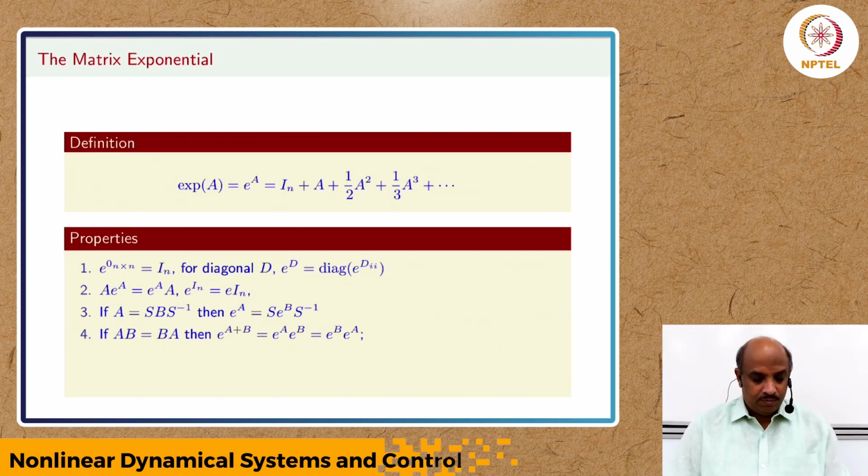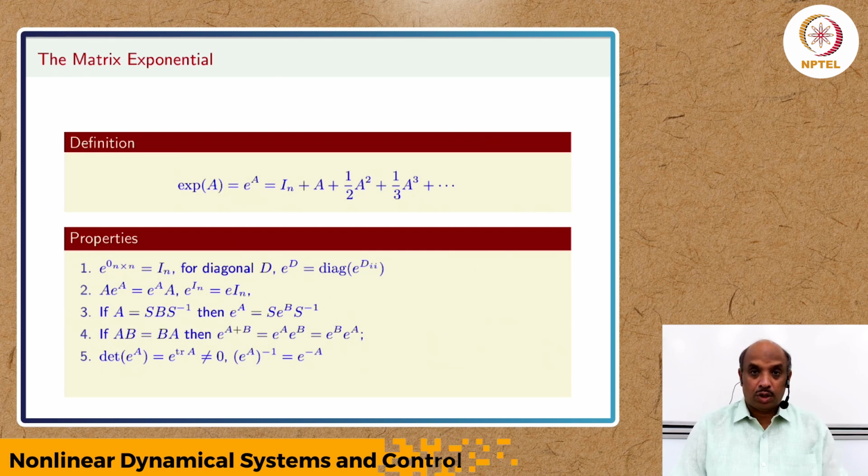So if A and B commute, then the standard formula e power A plus B is equal to e power A times e power B, which is also equal to e power B times e power A, will be satisfied. This is well known in scalars. But in the matrix case, it's only true if A times B is equal to B times A, and in fact, the result goes both ways. If they do not commute, then we don't have the equality.